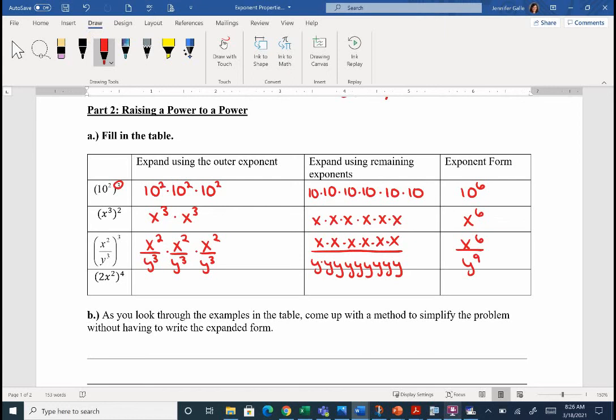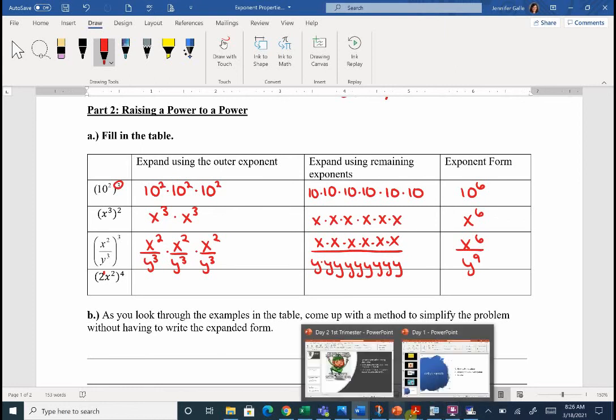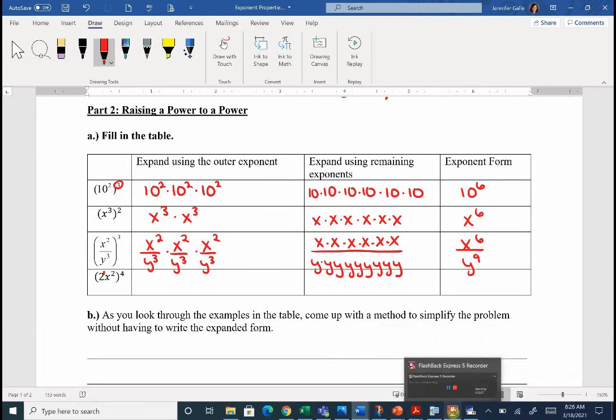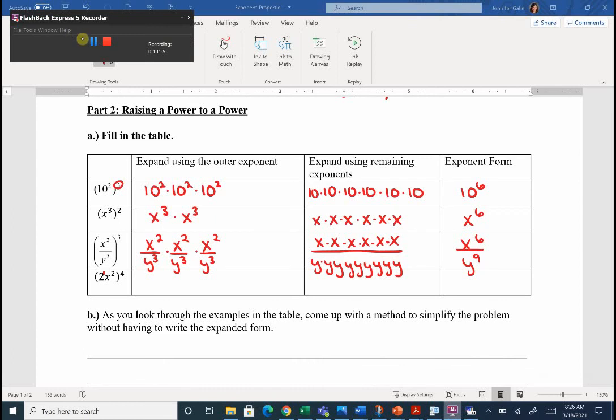When you get to that last row, guys, what I want you to think about is keeping in mind that 2 has an exponent of 1. It doesn't have the 2 with it. And I'll be around if you're like, Miss Gally, that third row, I don't get it. I'll be around to check in. Let's talk about that last row.